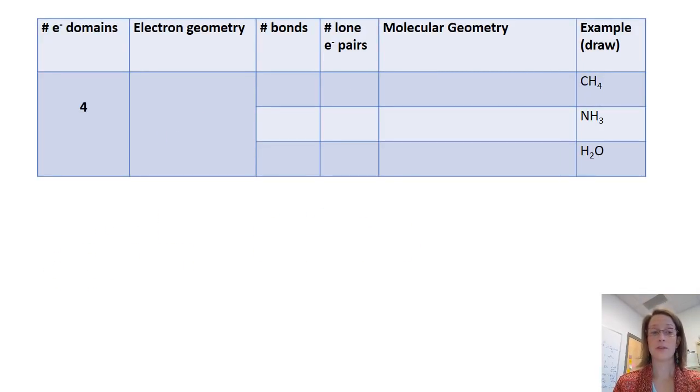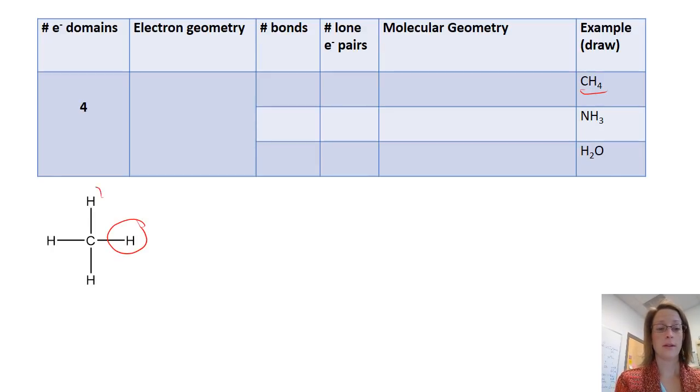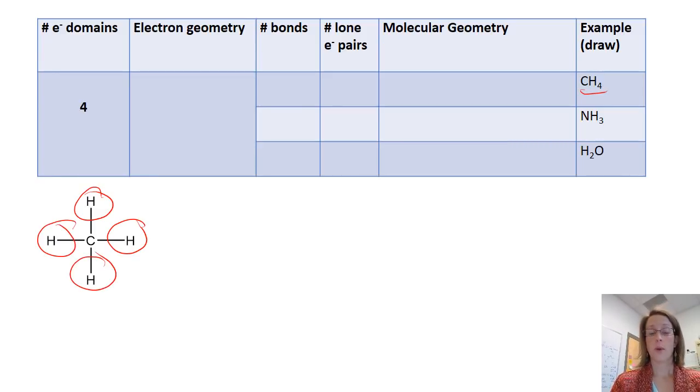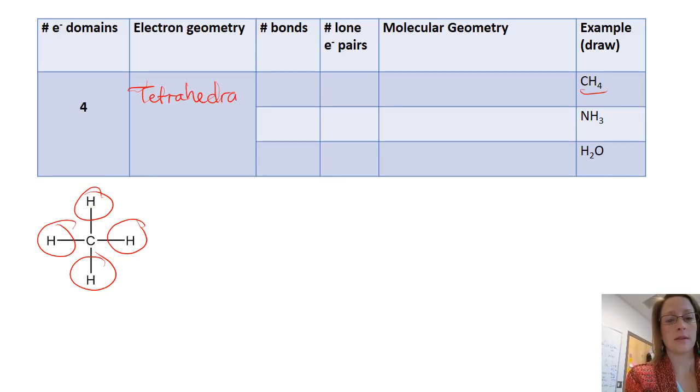Then our last set, we're looking at 4 electron domains. So we're going to look at CH4 first. So here we have CH4. I'm going to go through and circle. So I have 1, 2, 3, 4 regions. What we call 4 regions, tetra, just like we did with covalent naming. Tetra means 4. Tetrahedral. So tetrahedral looks like this.